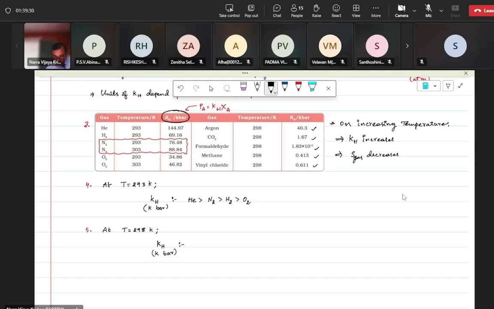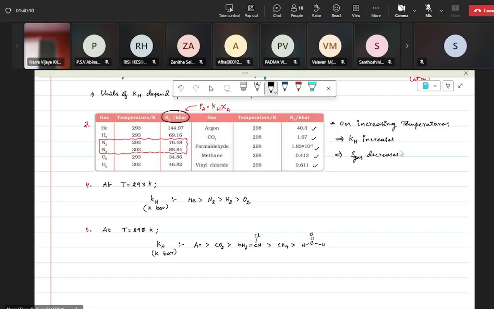Which is having the higher value? Argon greater than carbon dioxide greater than vinyl chloride, which we can write as CH2=CHCl, greater than methane greater than formaldehyde, which means HCHO. Correct? One old JEE Mains question, one old JEE Advanced question.